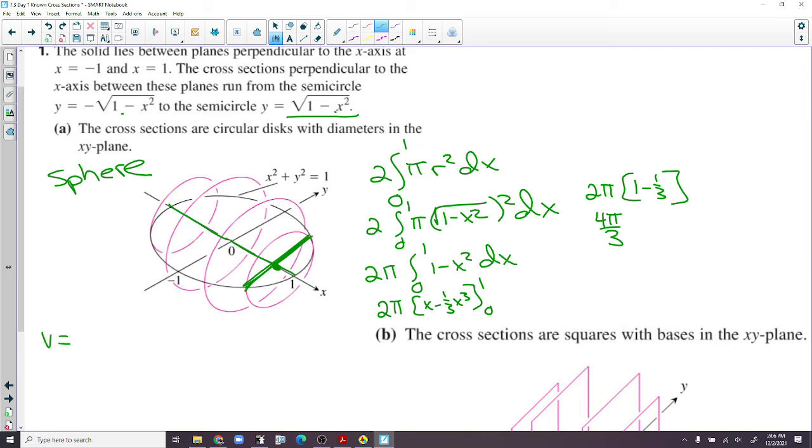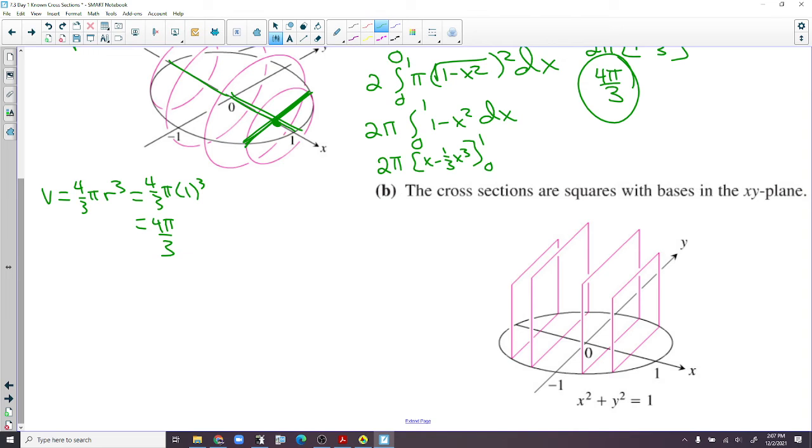Anybody know what the volume of a sphere is? The equation, the formula? 4/3 pi r cubed. And our radius is 1. So 4/3 pi times 1 to the third is 4 pi over 3. There we go. But we got it using calculus. I don't think on a test you're going to find the volume of a sphere. You just use the formula. But it works.